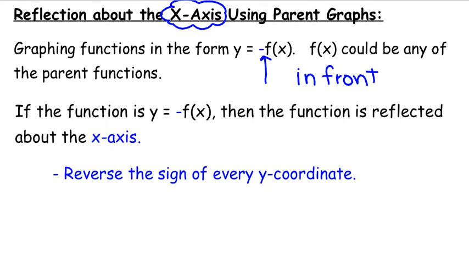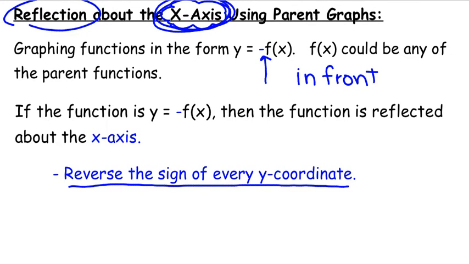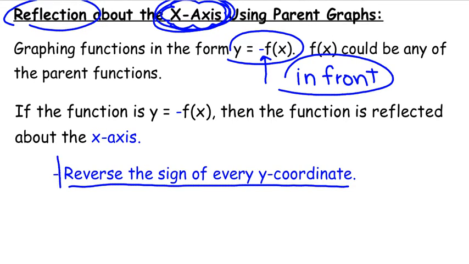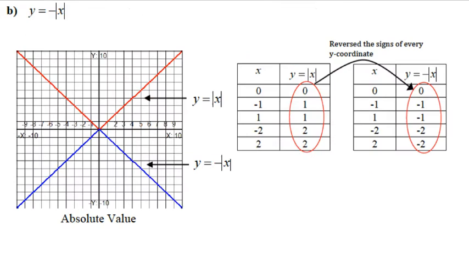Here's what you're going to do. You're going to reverse all of the y coordinates. Reverse the sign of all the y coordinates. So the things that I want you to write down is this word here, reflections about the x-axis, is when the negative is in front, and then this right here. You're going to reverse the sign of every y coordinate. So let's look at an example.